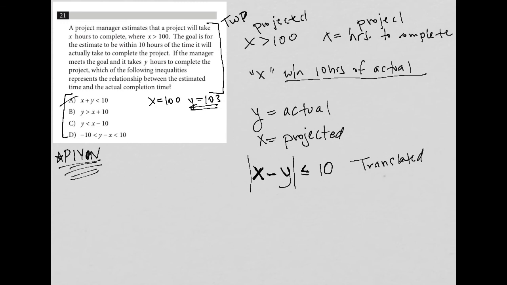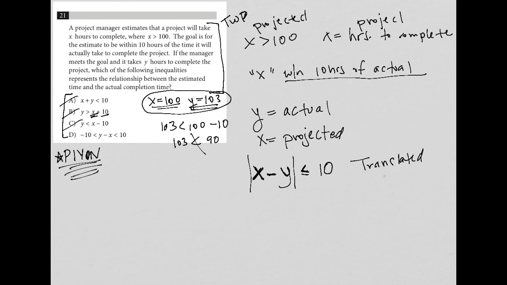So then for choice B, it's saying that Y is greater than X plus 10. So that's the opposite, right? Because if X is a projected time and I add 10, I want to be within that. I want to be less than that, not greater than that. So that's why that's out. And then C is Y is less than X minus 10. So again, I like this because this is a possible set of values that work for X and Y. So I'm going to just try those for choice C. So that would say that 103 is less than 100 minus 10, and that is not true, so C is out.